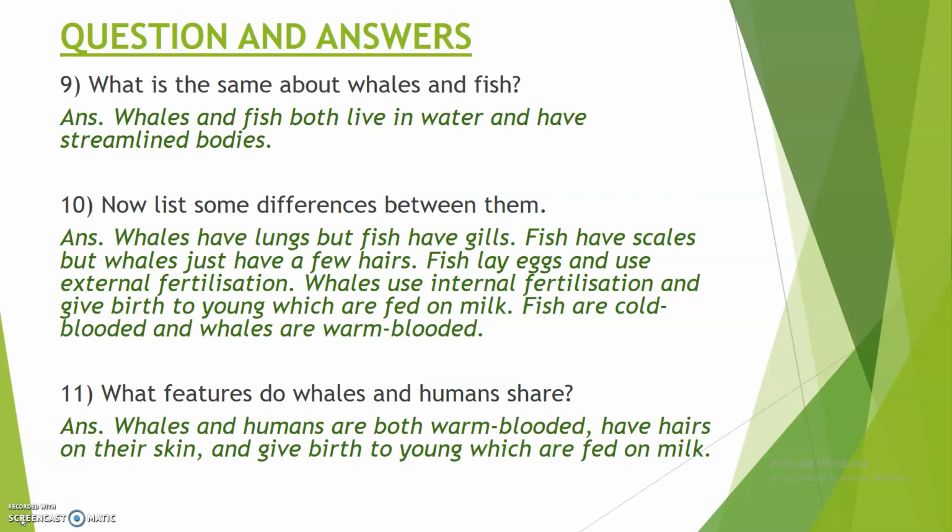Okay, 11th question. What features do whales and humans share? We know that whales as well as human beings belong to the category mammals. Answer: whales and humans are both warm-blooded, have hairs on their skin and give birth to young which are fed on milk. So the important similarities are that both are warm-blooded, both have hairs on skin, both give birth to young ones and both feed their young ones with milk.